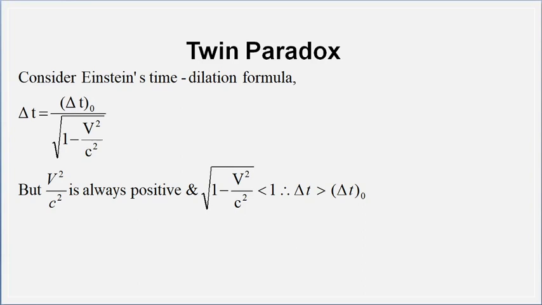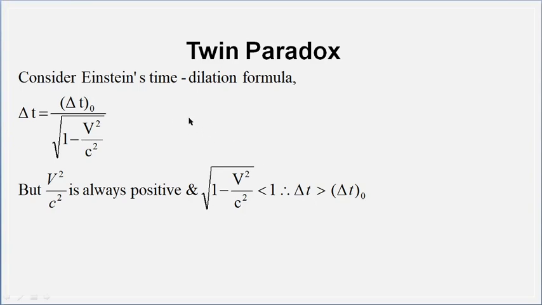Time is more. See this, if you use this formula, delta t equals delta t suffix 0 divided by root of 1 minus v square by c square. This v square by c square is a quantity less than 1, so you are dividing the quantity by a number less than 1. So the resultant quantity is bigger. So delta t is greater than delta t naught. This delta t suffix 0 is the time interval when it is at rest, and delta t is the time interval spent in that event when it is moving. So the time interval is longer, that means it is slower. So it's called the slowing down of time.